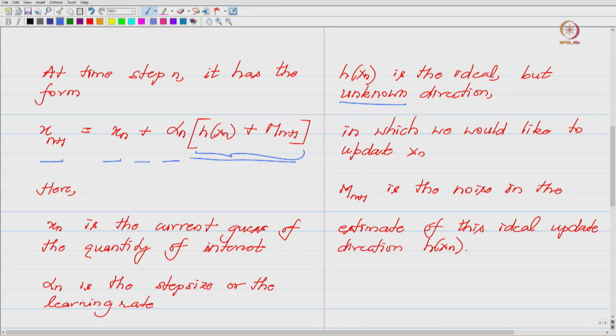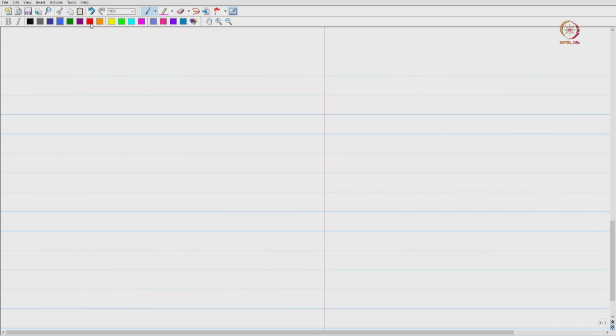We shall denote this noisy update direction often as h(x_n) + M_{n+1}. So you can see that ideally we wanted h(x_n), but we don't have access to it. Hence, we approximate it using a noisy version of it, which we denote by h(x_n) + M_{n+1}. And this motivates the naming of the algorithm as stochastic approximation. The word stochastic comes because this M_{n+1} will often be noisy or random, and it's an approximation because we ideally wanted h(x_n), we don't have access to it, and hence we replace it with h(x_n) + M_{n+1}.